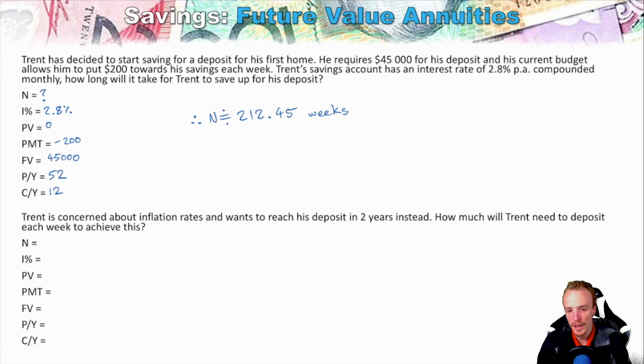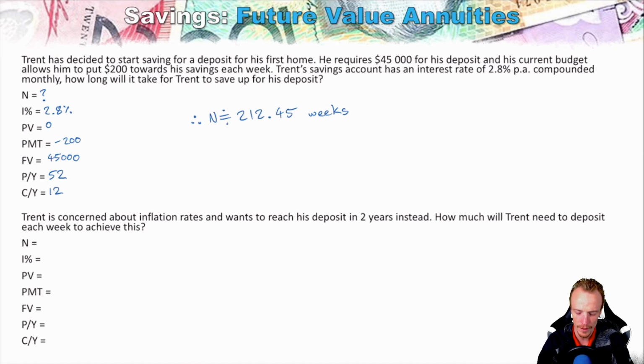So if we look at the next question, which continues on this, Trent is a little bit concerned about inflation rates. Obviously inflation rates will affect the total cost of the home and hence potentially the deposit that he requires. So he wants to reach the deposit in 2 years instead. How much will Trent need to deposit to achieve this?